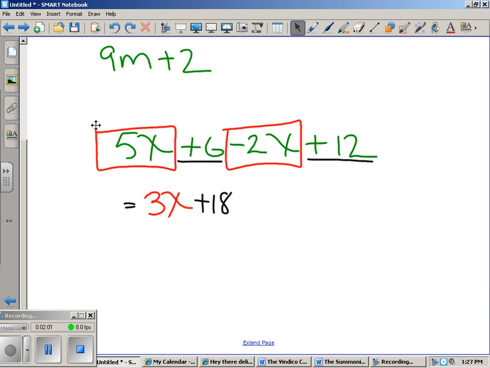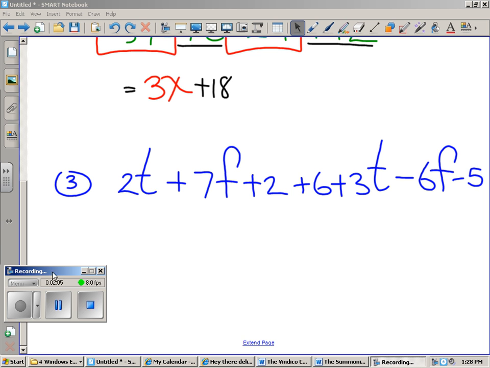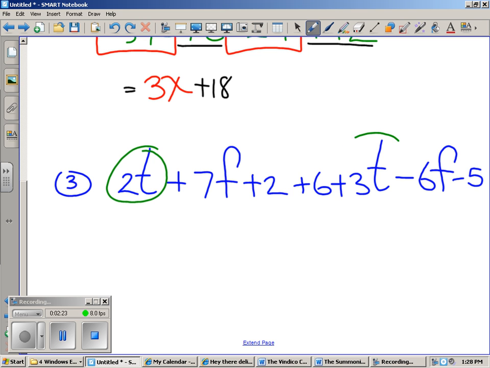I'll do one more, and then we'll show you where we go from there. All right, here's our last one. You look for all the things. Now, there are two variables, t's and f's, in this one, but it doesn't matter. You group what is similar. You group the like terms. So if I was looking at this question, I'd say, okay, let's group all of the t's first. And sometimes it makes it easier if you circle and underline, just so you remember what you're doing.